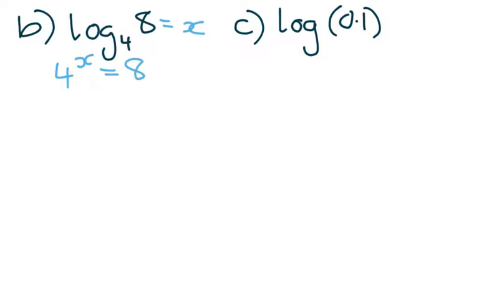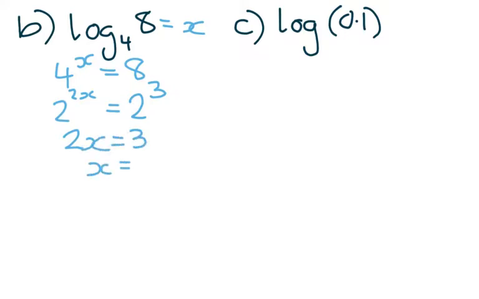This is bringing back in our knowledge of solving exponential equations. We need them both in the same base to be able to do that. So I'm going to do 2 to the power of 2x, because 2 to the power of 2 is 4. And I'm going to put 8 in base 2 as well, which becomes 2 to the power of 3. Now that they're both in the same base, I can ignore the bases and solve the equation to get 2x equals 3, which means x is equal to 3 over 2. Therefore, the logarithm base 4 of 8 is equal to 3 over 2, or 1.5.